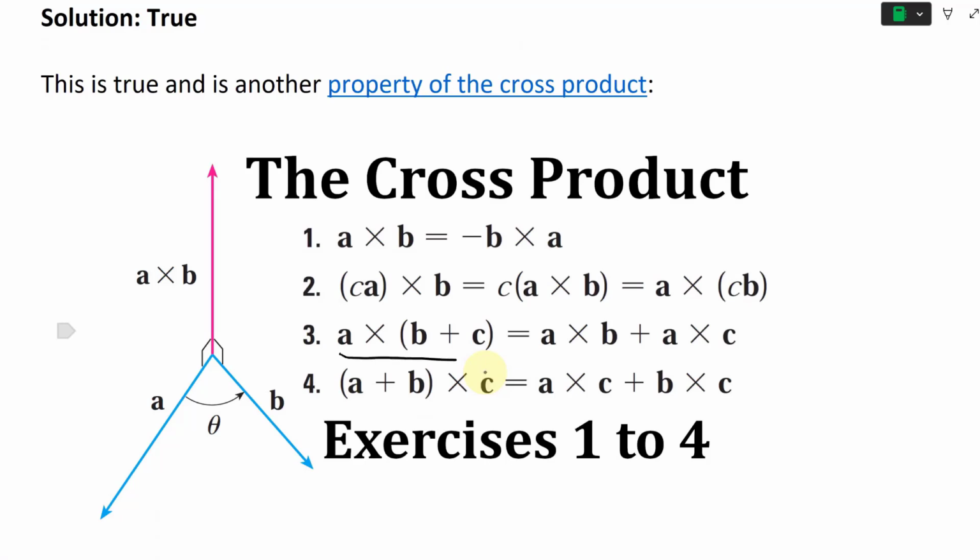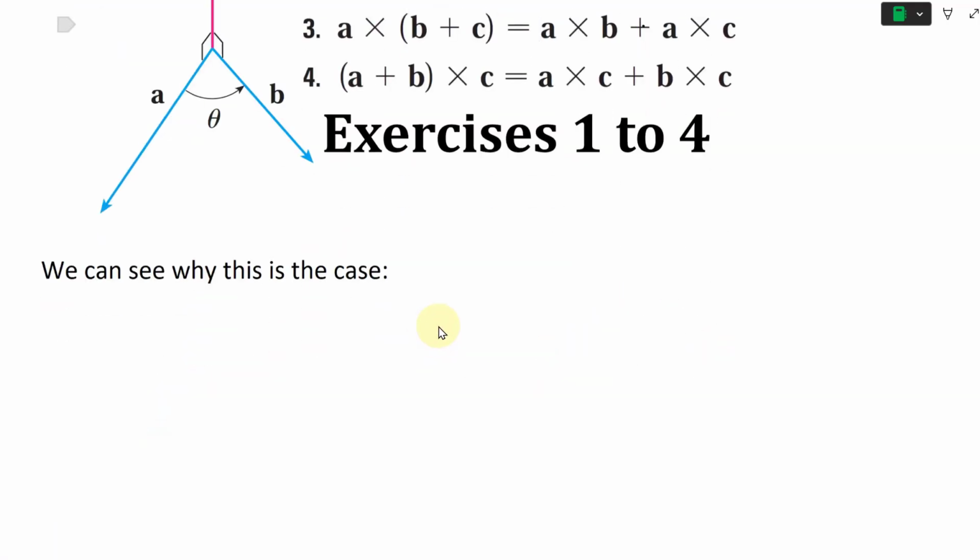So if you have A cross (B plus C), you could just take the cross product of each separately and add them up. So it's the same thing as this, plus this cross product, like that. And that's just these right there. So that's the same thing there. And we can see why this is the case, and I'll just do more high-level stuff here.